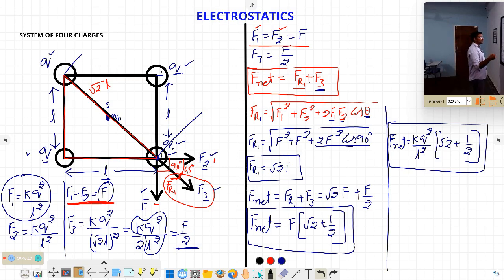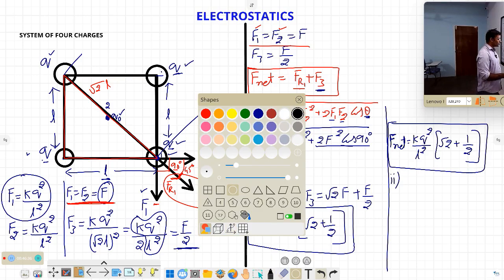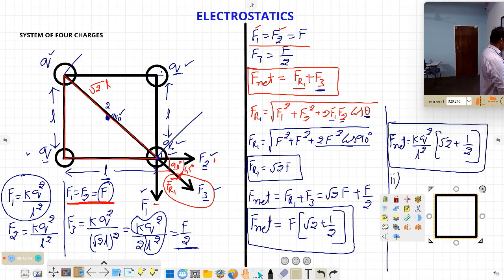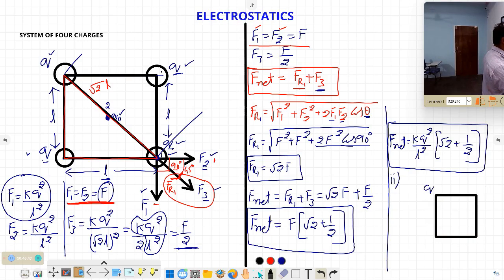Now, what is the second question given? Look at the diagram. In the second question, we have a test charge at the center. For that, I am taking a small diagram to understand easily. This is the way we have taken it here. The charges are: one charge is Q, second is Q, third is Q, fourth one is Q. We need to find the force acting on this test charge here, that is Q naught, right?